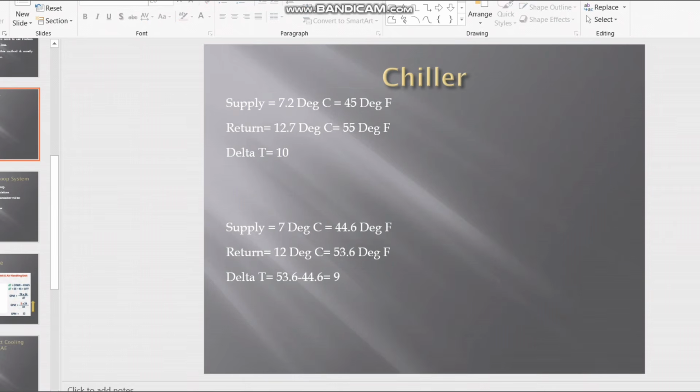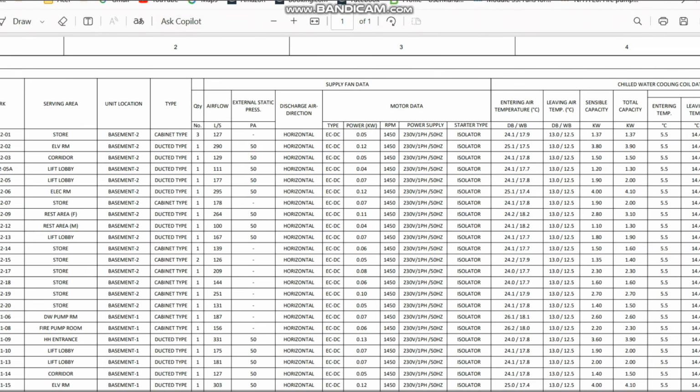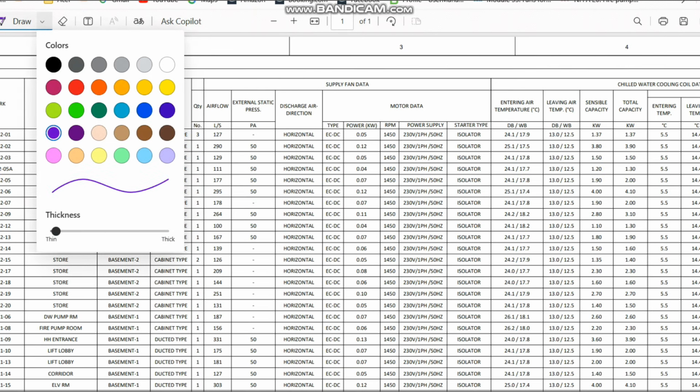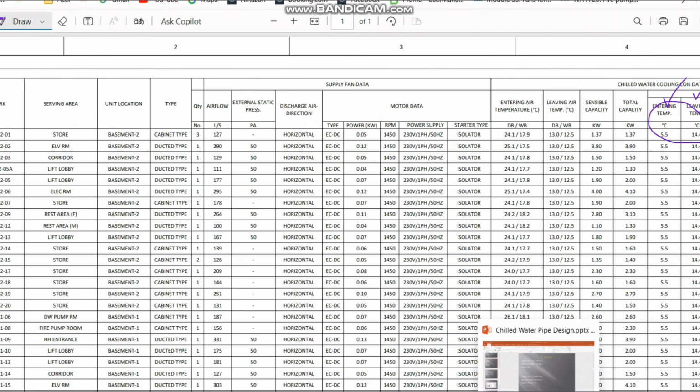Now we are discussing the chilled water pipe sizing, so we don't need to go very deep into the delta T. We will simply follow whatever is there in the schedule. In another video, I will clearly explain how this delta T is determined. For example, if you see here, the entering temperature is 5.5, leaving temperature 14.4. This is for the chilled water, it is given, and in this example we will follow that.